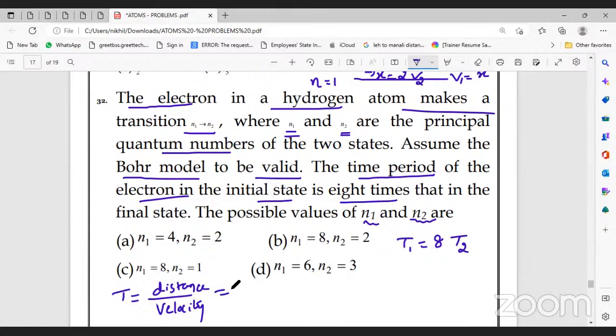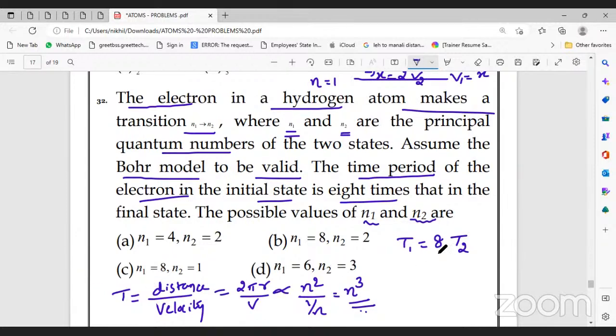Since the electron is going to revolve around the nucleus in the atom, you can take the distance as one circumference, that is 2 pi r, divided by the velocity. You know that the radius is directly proportional to n squared and velocity is inversely proportional to n. So this n goes up, it will become n cube. So time period is directly proportional to n cube.